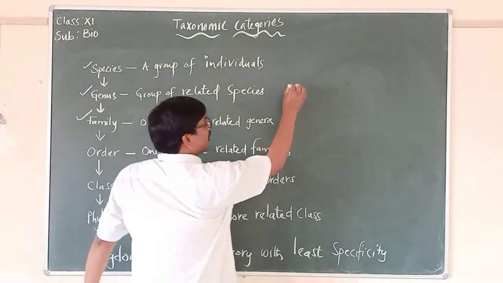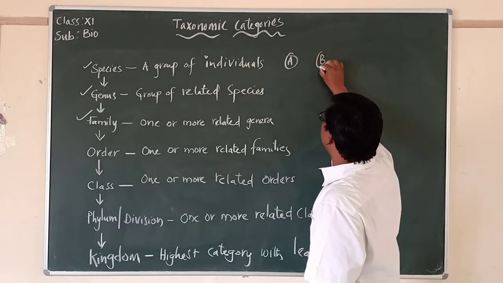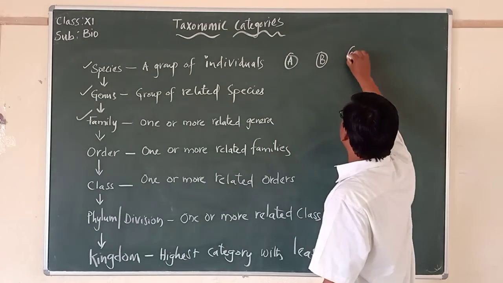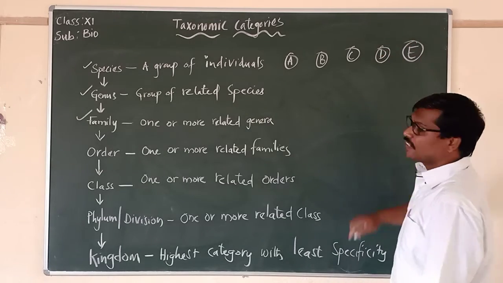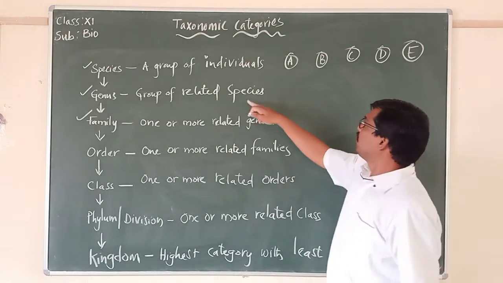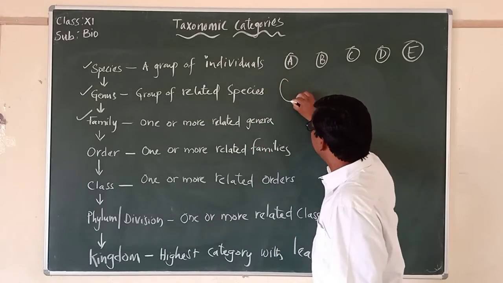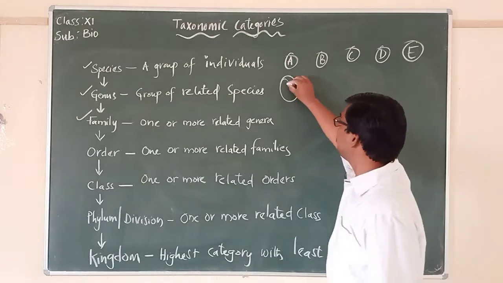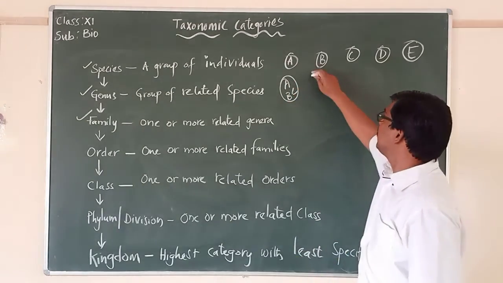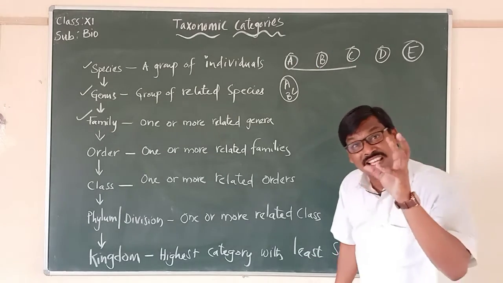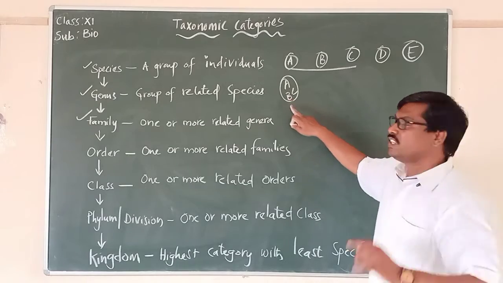Okay, as I already mentioned, say suppose these are one type of species. This is another type of species. This is another type of species. This is another type of species. This is another different type of species. So here, when you are placing it in the genus, a group of related species means if this is a genus, it may be having A, B, and C. All these A, B, and C are sharing some similar characteristics in common. So that's why we kept it as one genus.